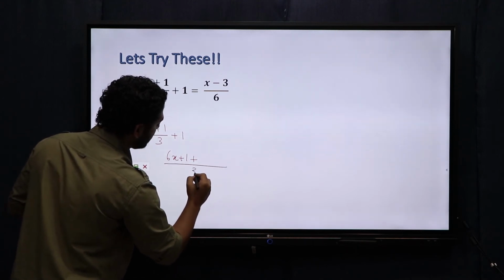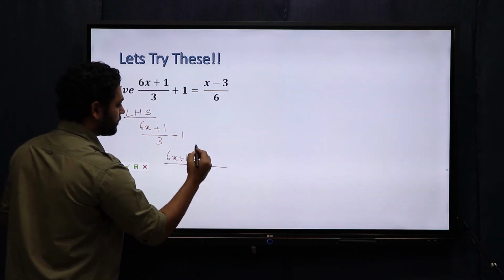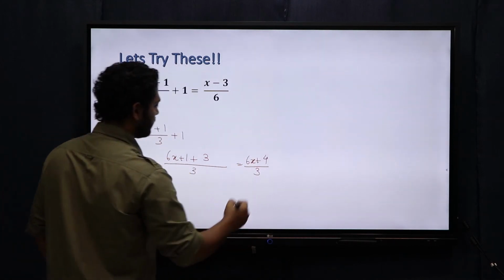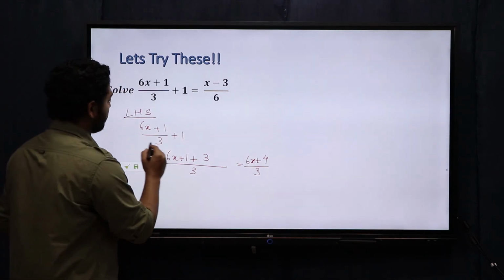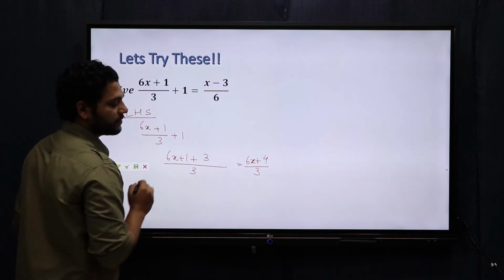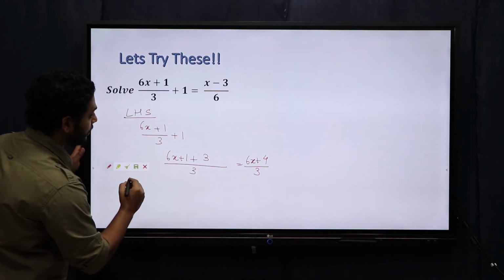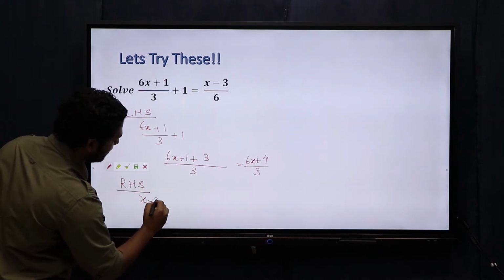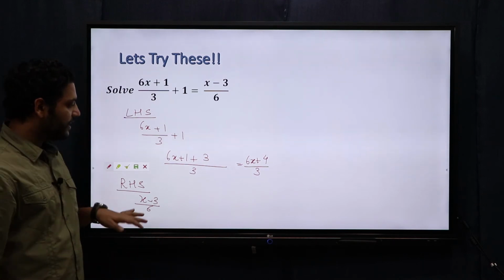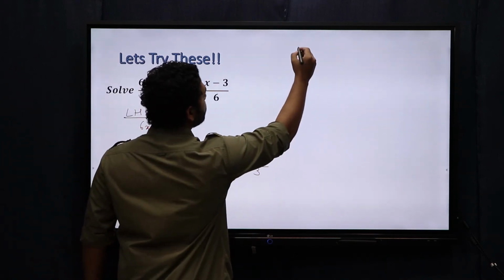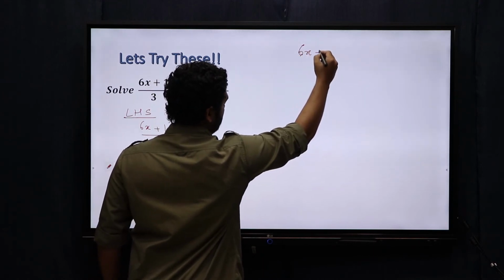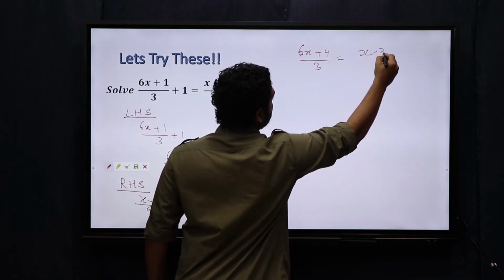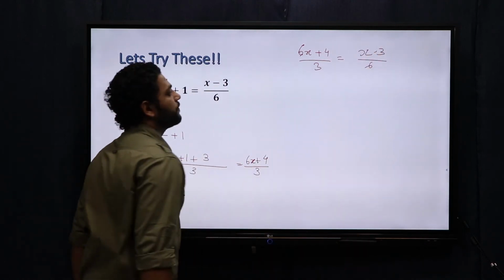If I take the common denominator, it is 3, 3, 1, 3, which is equal to 6x plus 4 by 3, right? So this is the simplification of the LHS. This can be written as this, right? Now what is the RHS? RHS is x minus 3 by 6. This is the RHS. Now I'll write both these two together. 6x plus 4 by 3 is equal to the RHS, x minus 3 by 6.